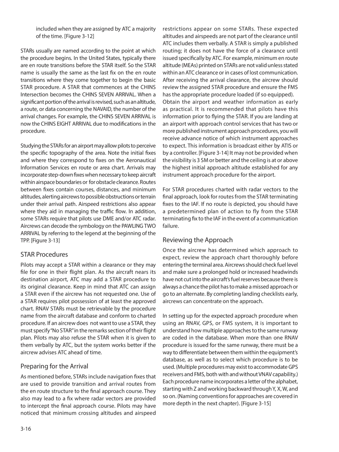Multiple procedures may exist to accommodate GPS receivers and FMS, both with and without VNAV capability. Each procedure name incorporates a letter of the alphabet, starting with Z and working backward through Y, X, W, and so on. Naming conventions for approaches are covered in more depth in the next chapter. Figure 315.